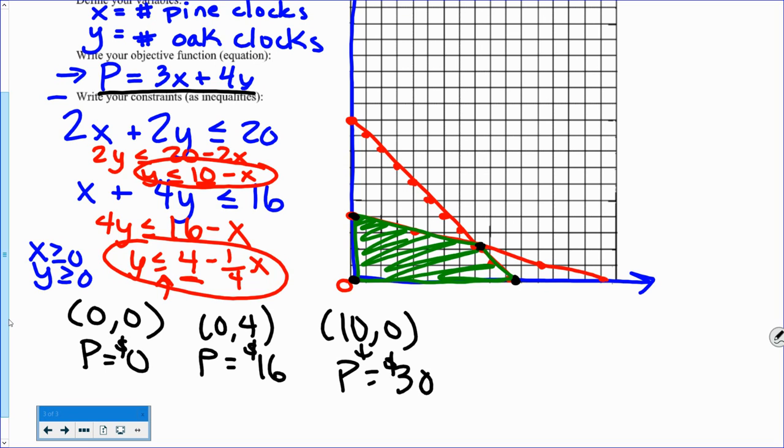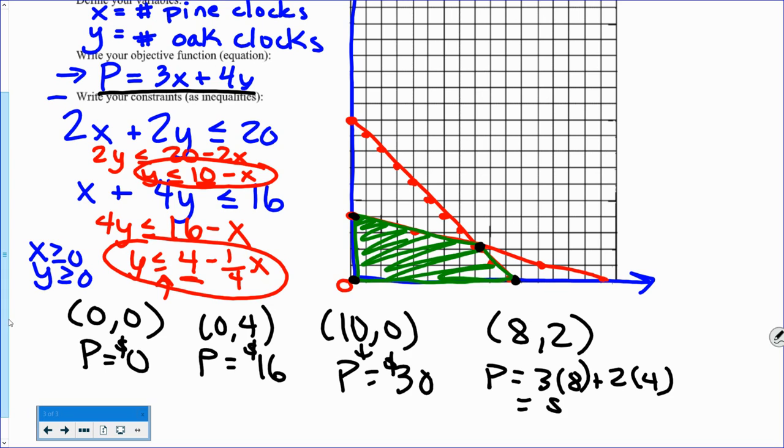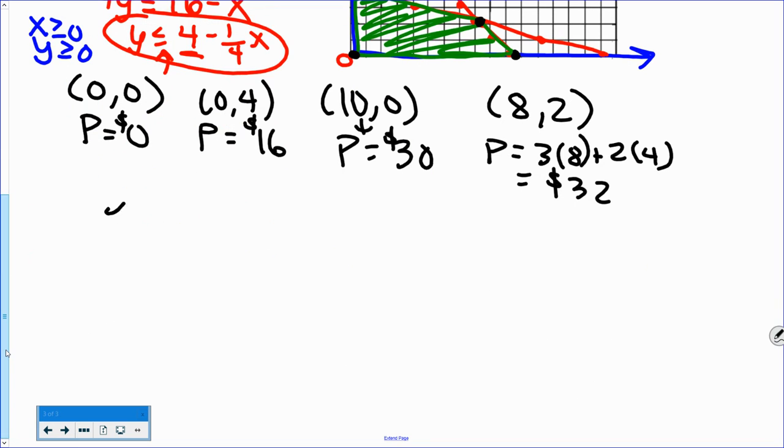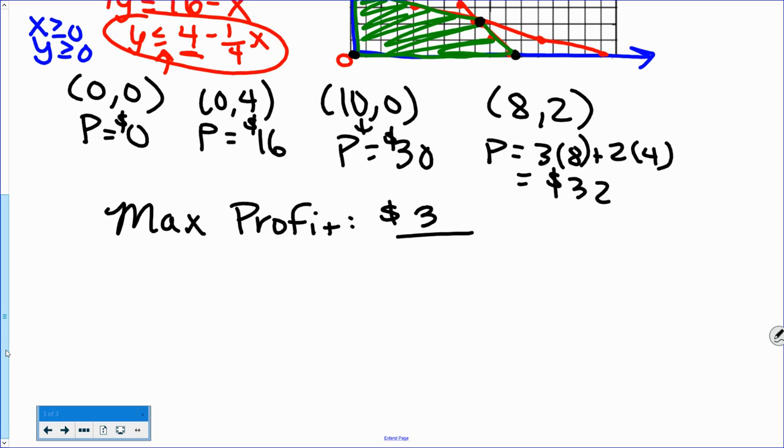I've got one more point over here. That would be the point 8, 2. All right, so for my profit, I'm taking 3 times 8 plus 2 times 4. So I've got 24 plus 8, so I get $32. So that's going to make the most money. That's going to be my maximum. So once again, in your Math Excel program, it's going to ask you, what is the maximum profit in dollars? And you'd say, well, that'd be 32.